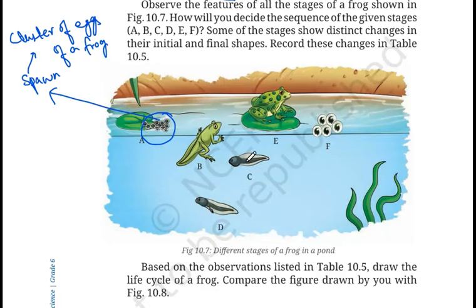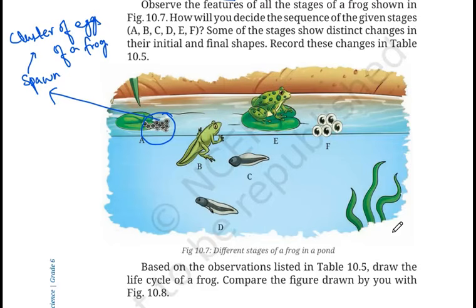We see these tiny creatures like C, and then this is developing some hands, as you can see in D, and then in B you see that they have developed full hands, legs, and they also have a tail, and then in E they developed into a full frog. Can you arrange them in sequence?